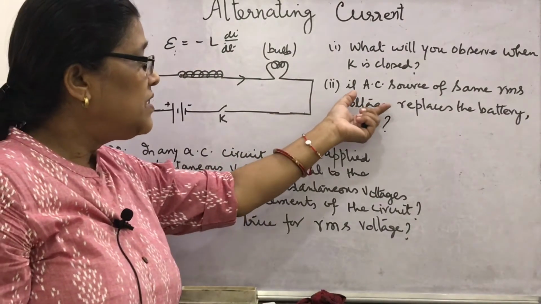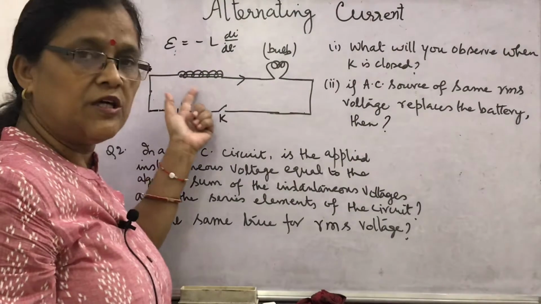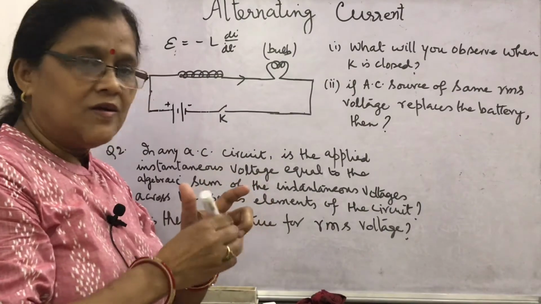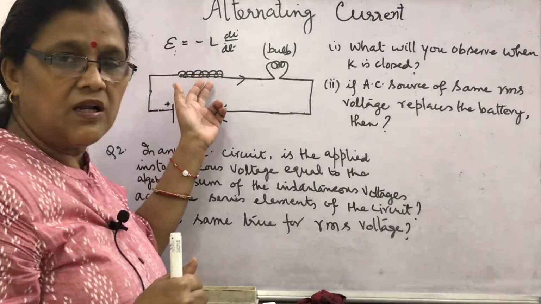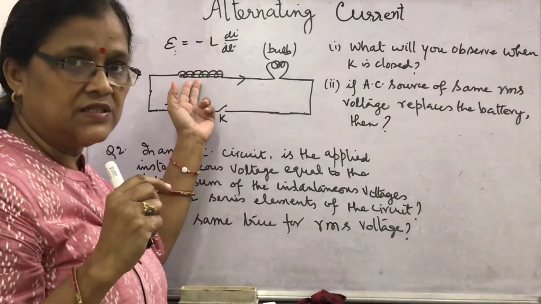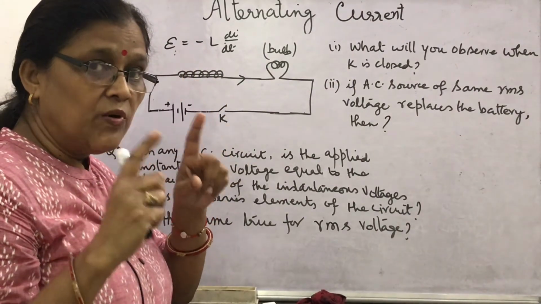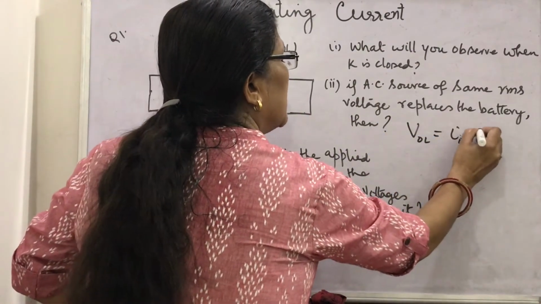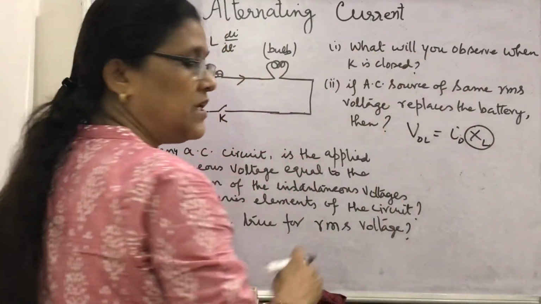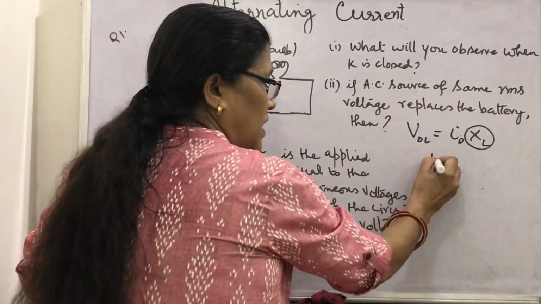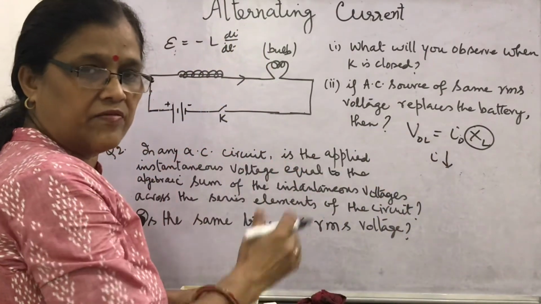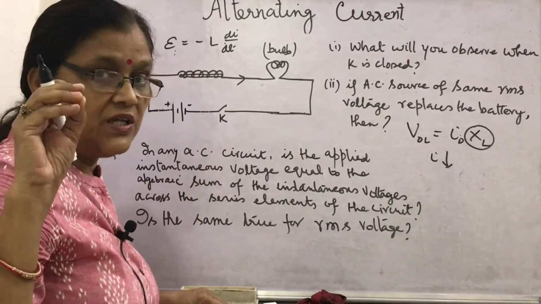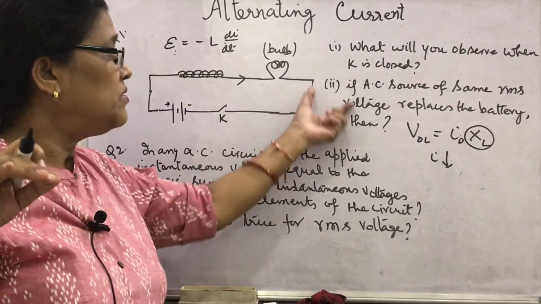What will happen if an AC source of the same RMS value is applied? Then for the AC circuit, this coil has its XL, and because the soft iron rod is here, XL will be more. Then what will be V naught L? You can write here, this is XL. If XL increases, then what will happen? I will decrease, and if the current decreases, then the glow of the bulb will also decrease. So in this way you have to solve conceptual questions.